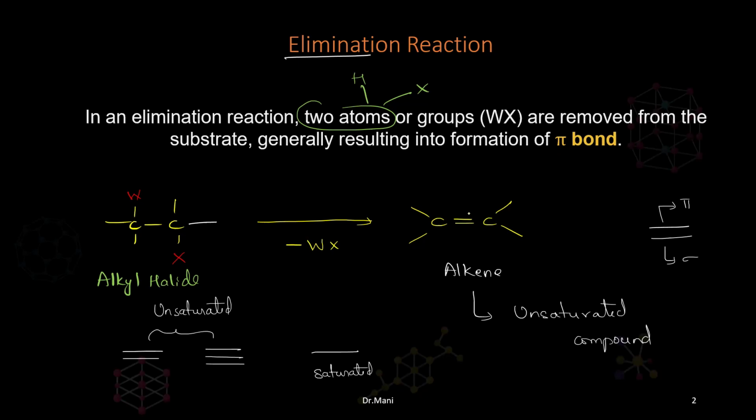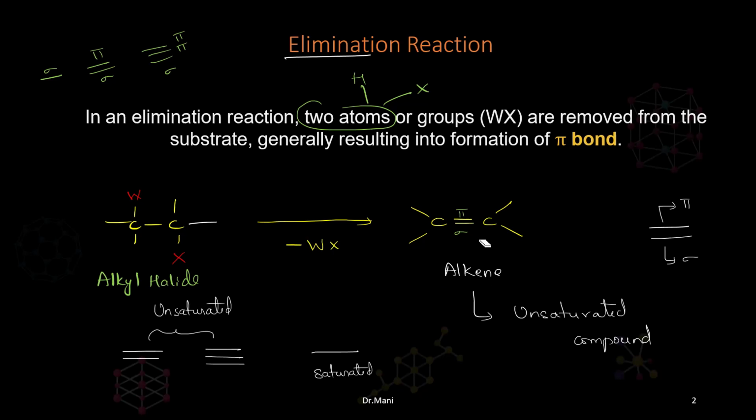Pi is for the double bond, and sigma is for the single bond. Remember, whenever you see bonds, single, double or triple, one will be sigma. Here this will be sigma, this will be pi. Here this will be sigma, pi, and another pi. So when there are two bonds, one will be the sigma, the other will be the pi.